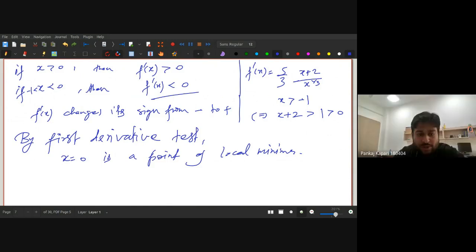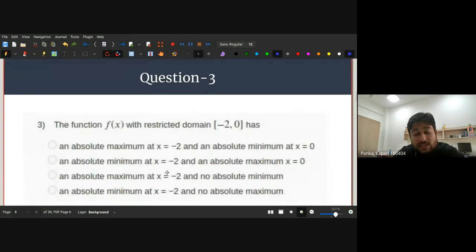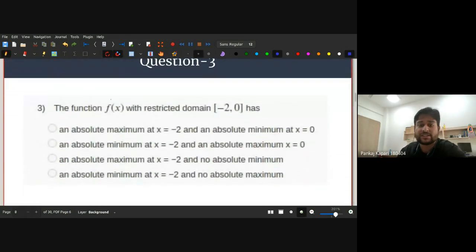Okay, so if no questions, then let's move to the next problem. For the next problem, the function is still the same, but you can see that we have restricted our domain of the function to [-2, 0]. So only this interval we are restricting it.